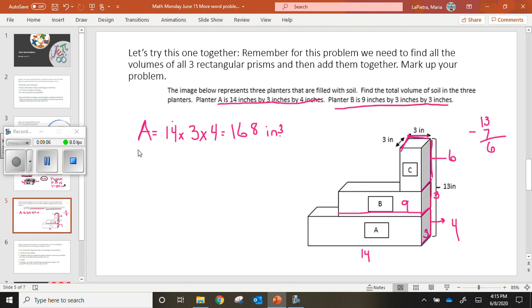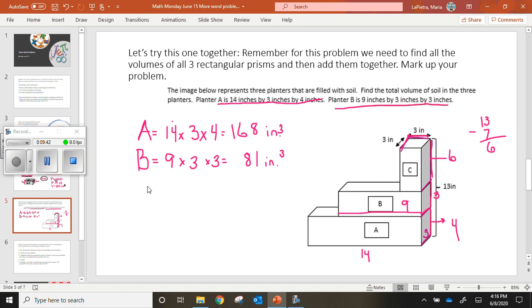Okay, so now I've got B. B, we said, was 9 times 3 times 3. Any way you want to multiply them to get you the answer. And 3 times 3 is 9, and 9 times 9 is 81. Again, inches, and we are saying cubed because we are doing volume.